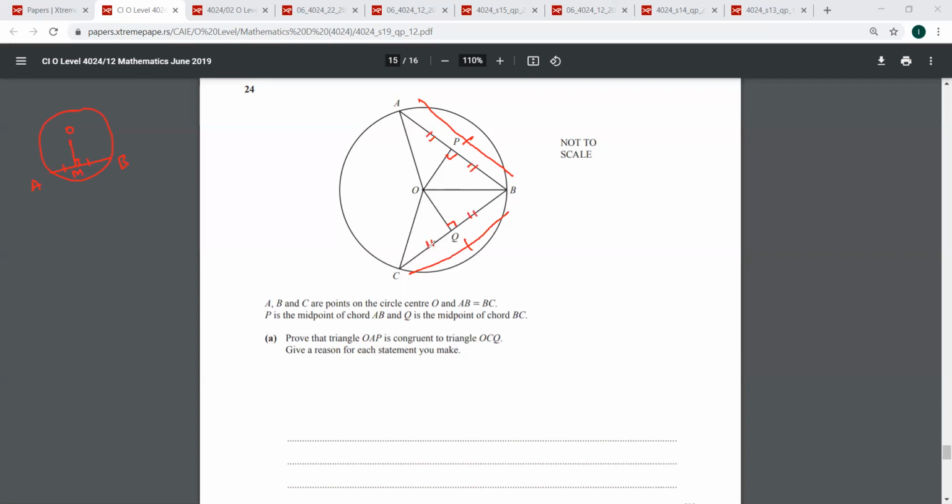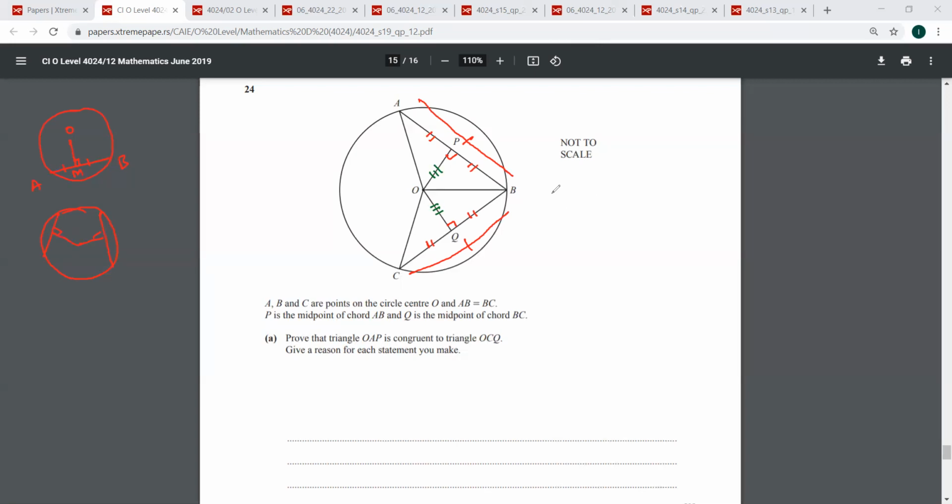And then there is a second property, that equal chords are equidistant from the center. Okay, like if there are two chords which are equal in length, they will have the same distance from the center. Therefore, you should allow me to say that this length is equal to this length. Now this will become very easy for us to prove that the triangle OAP is congruent to the triangle OCQ. Let me tell you how to show this proof, and you will have to write it in the same way to get these 3 marks.